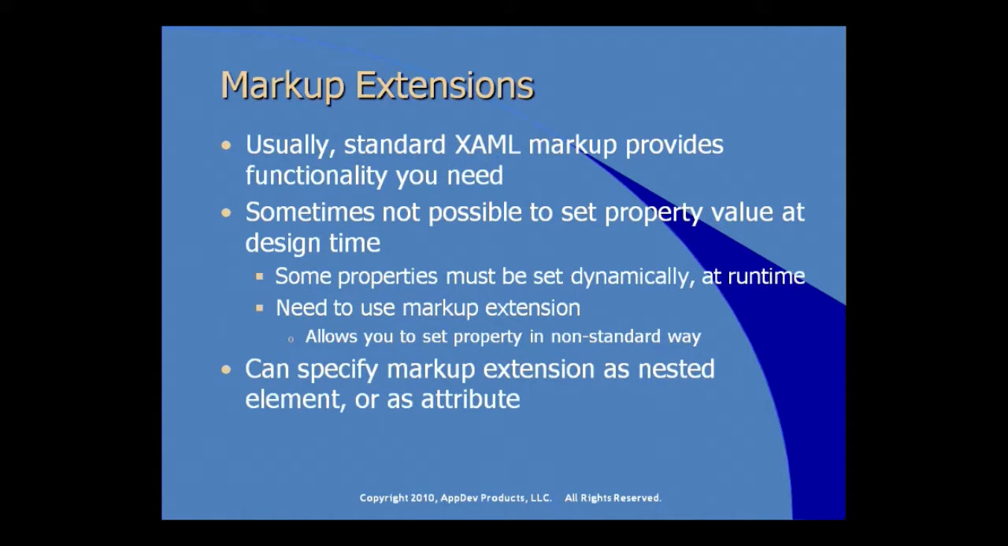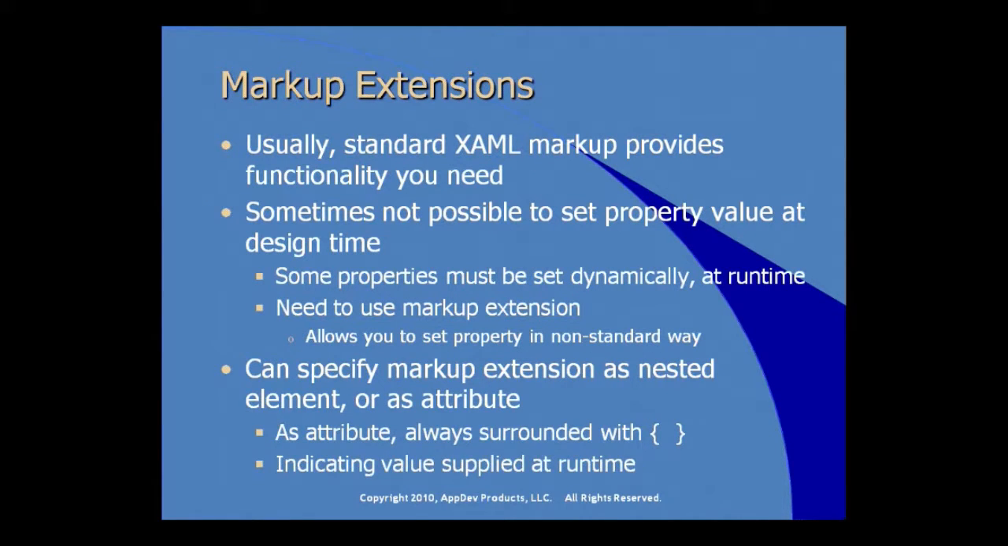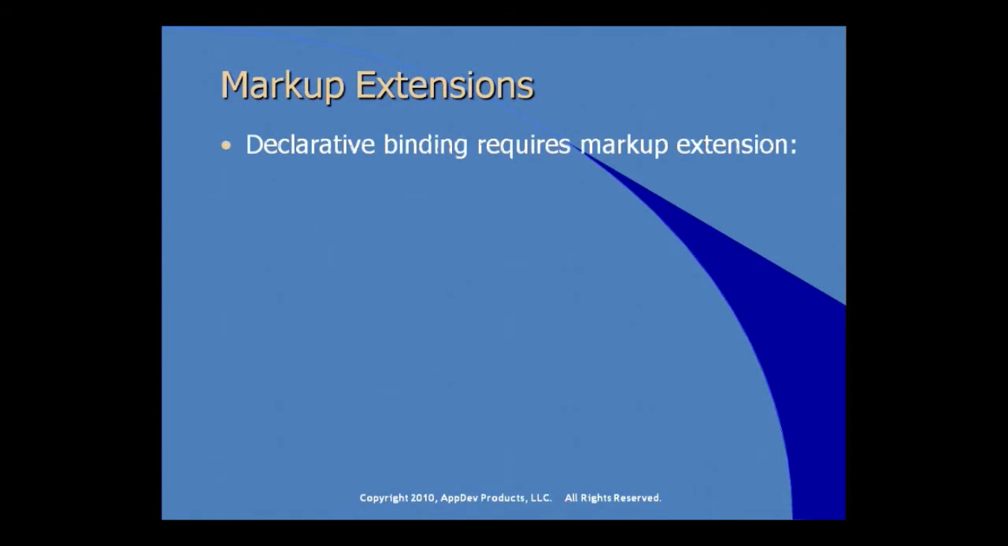You can specify the markup extension as a nested element or as an attribute as well. If it's an attribute, it's always surrounded with curly braces. That indicates the value supplied at runtime. Declarative binding, which we'll look at in detail elsewhere, requires a markup extension. Here's one way to do it.